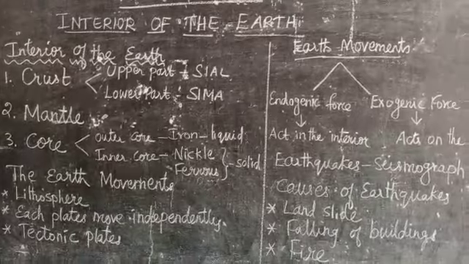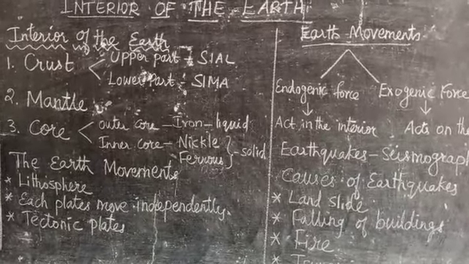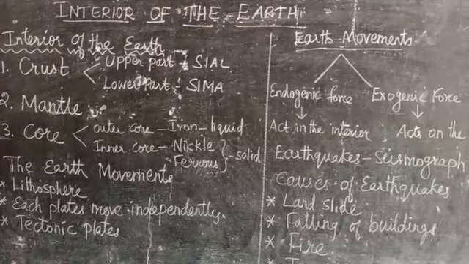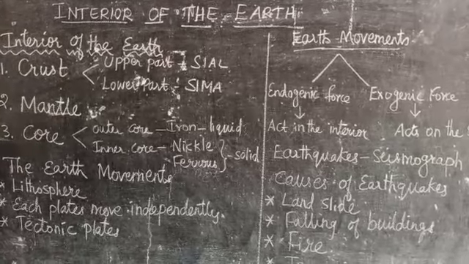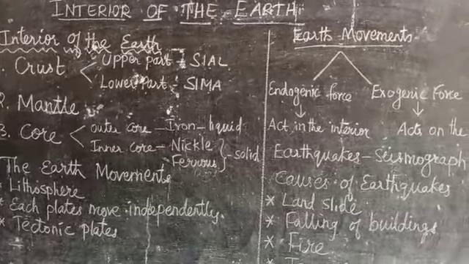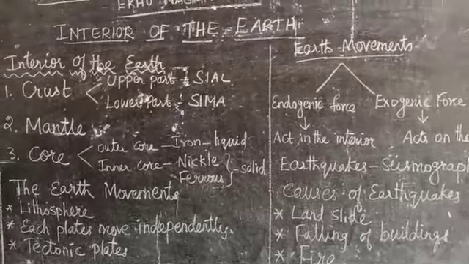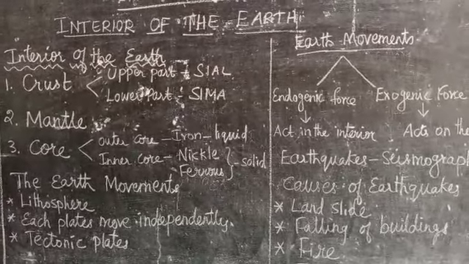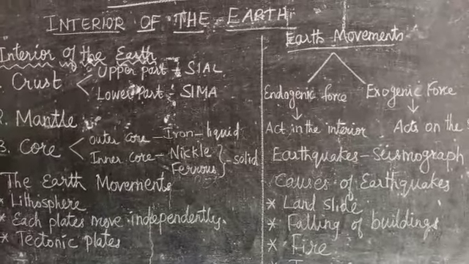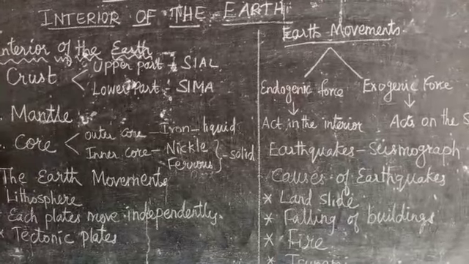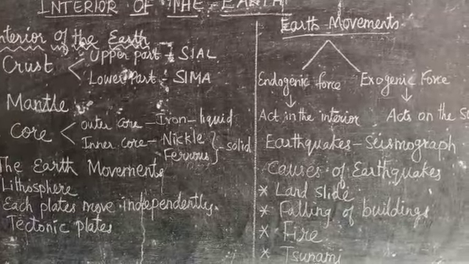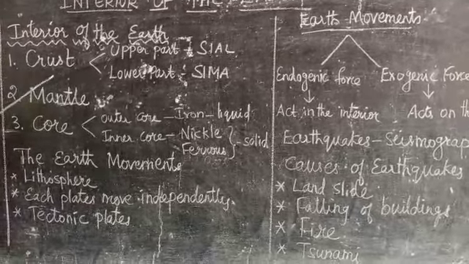First, let us see about the interior of the earth. It consists of three parts: crust, mantle, and core. Have you seen an apple, children? How is it? You have the skin, red in color, and inside it is white, and inside that you have the seeds. When you cut an apple, you can see that. The crust is the skin of the apple, the mantle is the flesh, and the core is the seeds. It's like that. Let's see about the crust now.